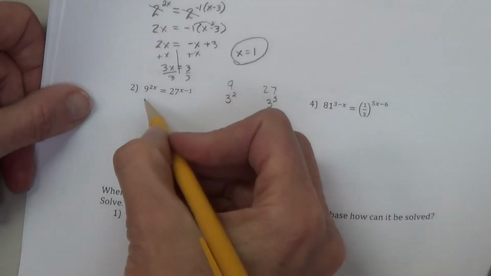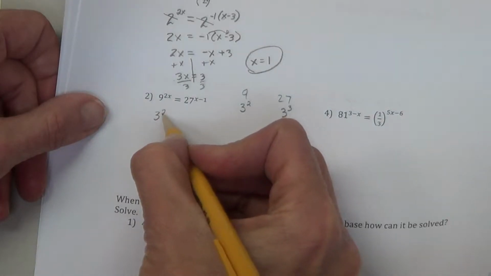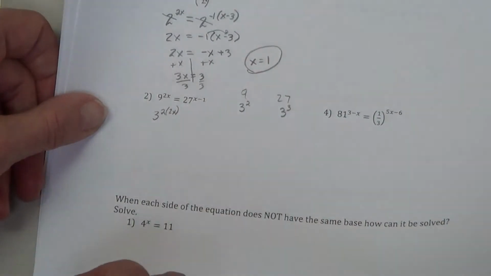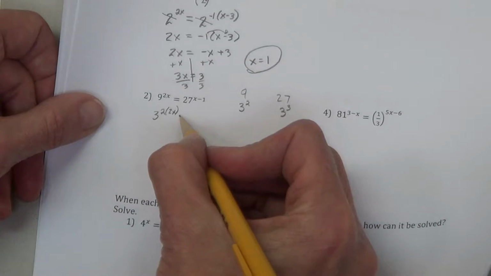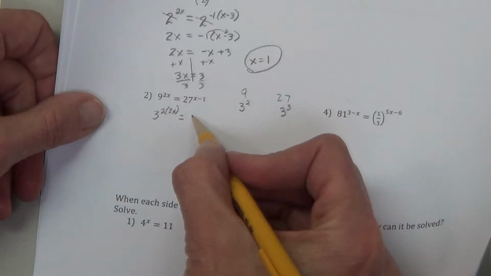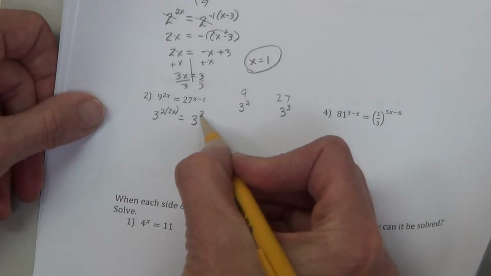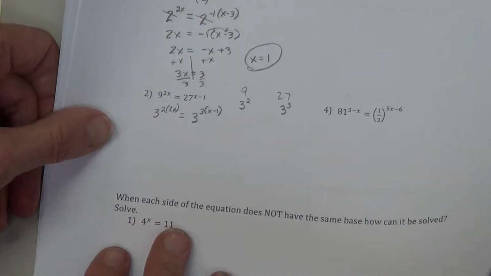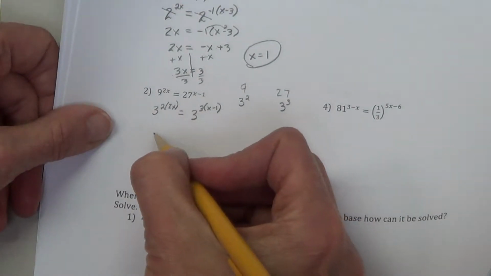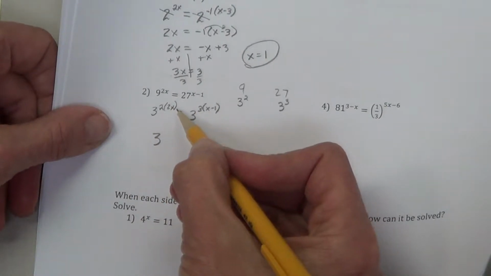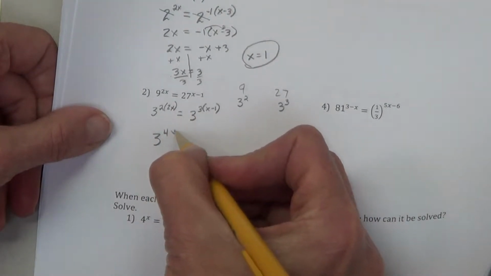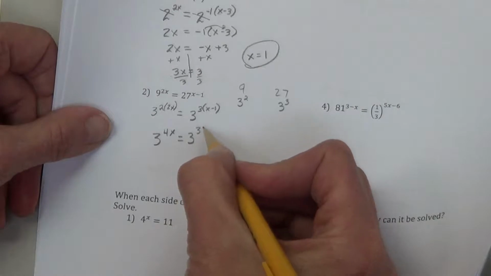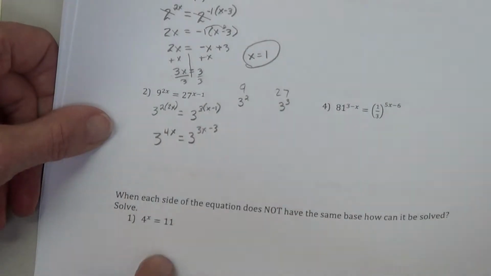So now in our equation, we can simply replace the 9 with 3 squared. Go ahead and bring down your 2x that 9 was being raised to. And now 27 can be written as 3 cubed, and bring down the x minus 1. Okay? So we have 3 to the 2 times 2x, which would be 4x, equals 3 to the, distribute here, 3x minus 3.